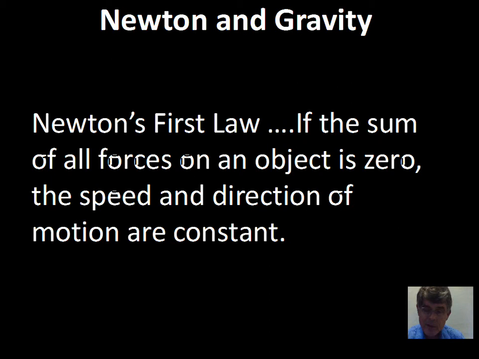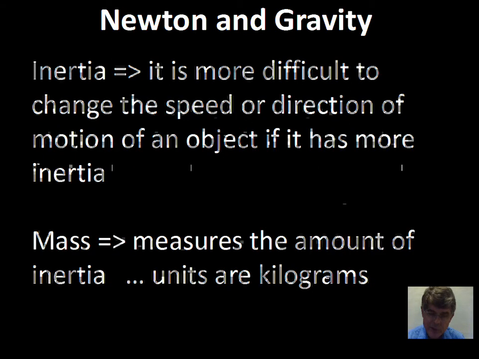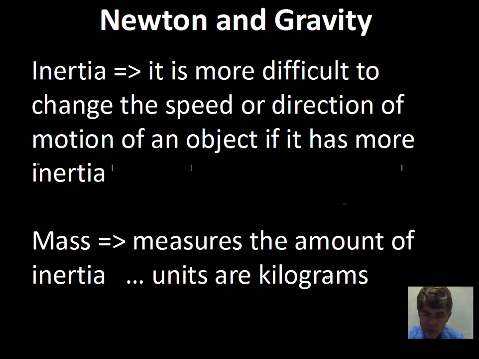Inertia is the quantity that tells us how difficult it is to change the velocity, and that's changing either the speed or the direction. An object has more inertia if it's more difficult to change its speed or its direction. We measure inertia with mass, and we use kilograms in the metric system. So mass measures the amount of inertia. If something has a mass of 90 kilograms, then it's more difficult to change its velocity than for an object that has 20 kilograms. So the more mass, the more difficult it is to accelerate the object.